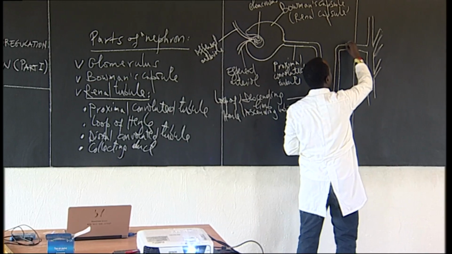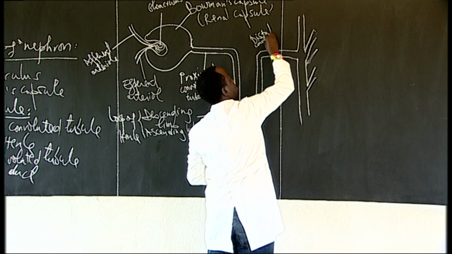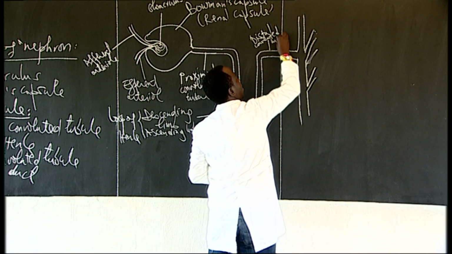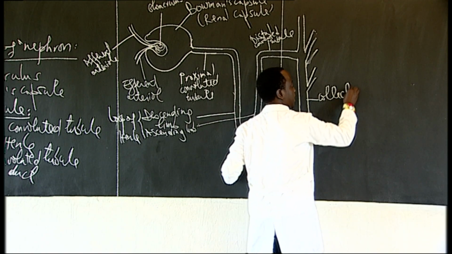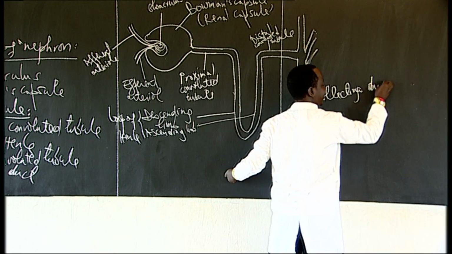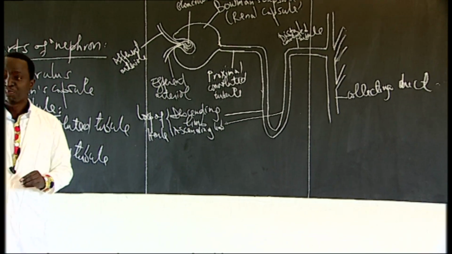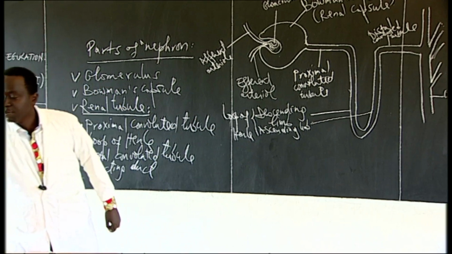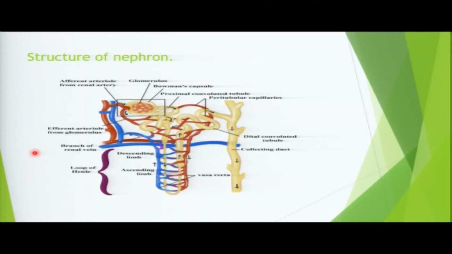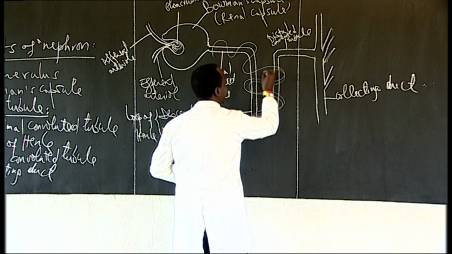Then here we have the distal convoluted tubule. And then here we have the collecting duct. This is our nephron. And don't forget that this renal tubule is surrounded by capillaries. Here we have capillaries that surround this. This is the capillary.